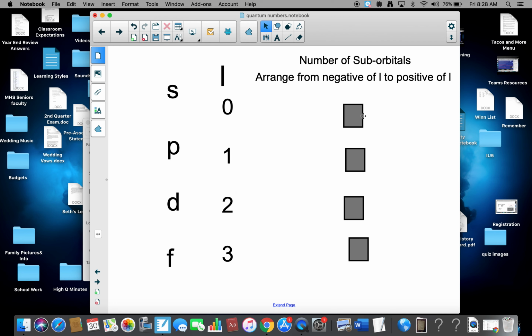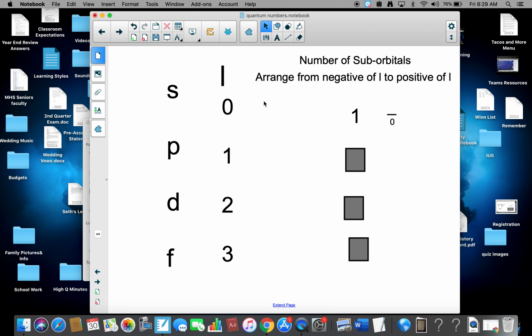So what about suborbitals? Now, we have to identify how many suborbitals there are. S only has one suborbital, one of those, with 2 electrons spinning different ways. So we have one suborbital. We take the negative to the positive of L. Well, negative of 0 is 0. So when we have one suborbital for S, for our M sub L, let's put one line down, one room in, it's 0, looks like that.